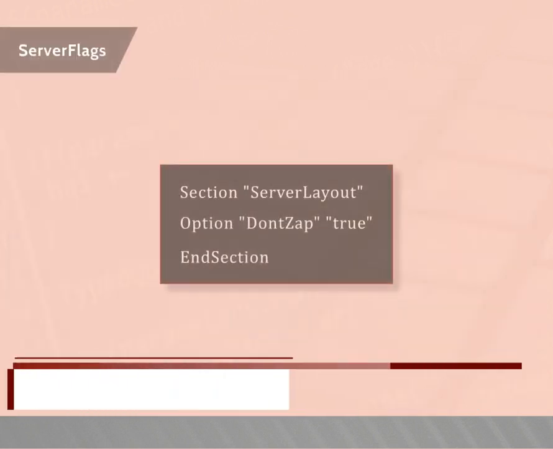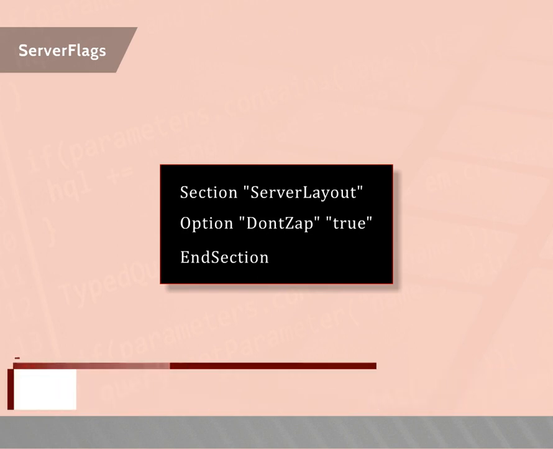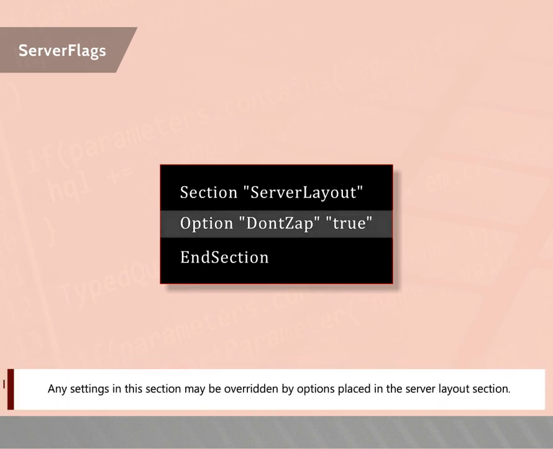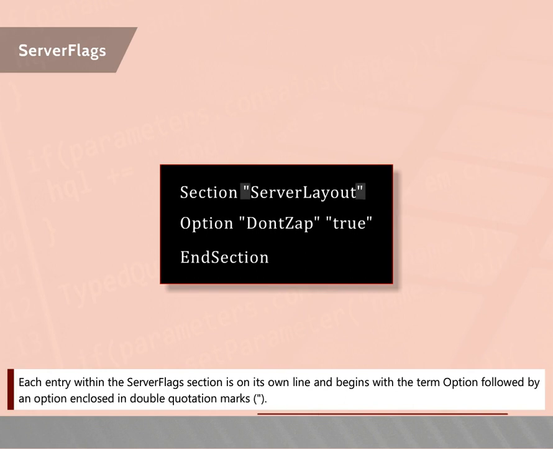Server flags. The optional server flags section contains miscellaneous global X server settings. Any settings in this section may be overridden by options placed in the server layout section. Each entry within the server flags section is on its own line and begins with the term Option followed by an option enclosed in double quotation marks.